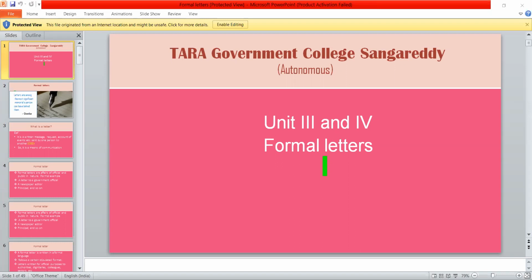Avoid archaic expressions. Archaic means old. Archaic expressions are old expressions, clichés, unnecessary extravagances. Avoid archaic expressions or clichés.